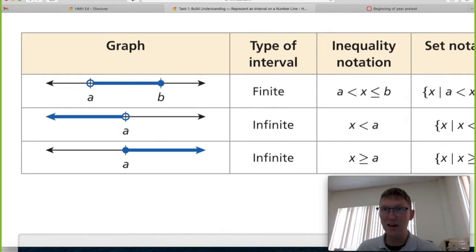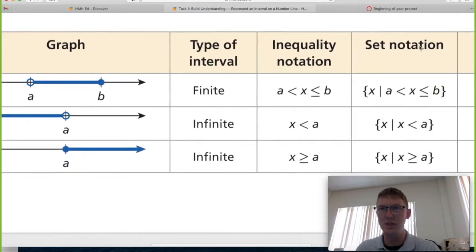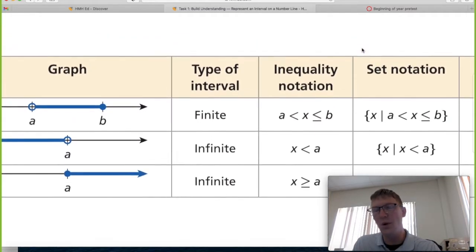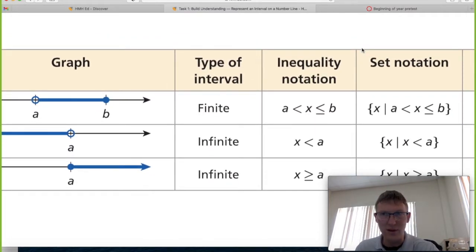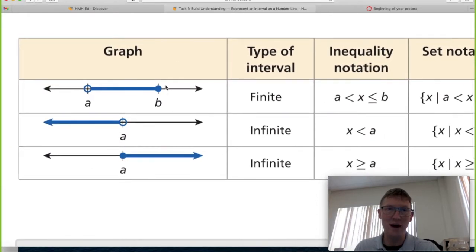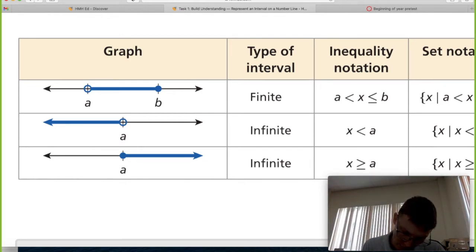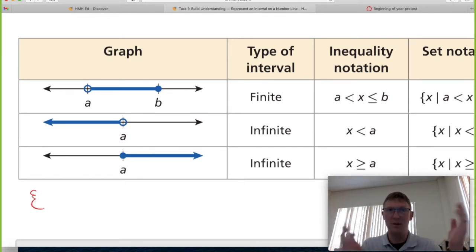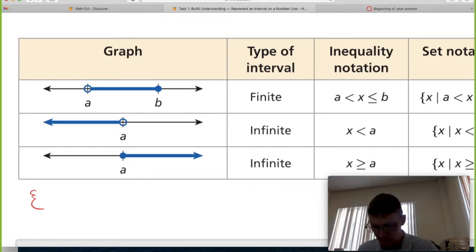So the second way of writing it, and this is the more formal way, is called set notation. We're not going to get into a lot of proofs in this class, but if and when you do get into proofs, you'll be using set notation a little bit more. So it's good to get used to it now. For this top interval, for set notation, we use our curly brackets to indicate that this is a set. That's what the curly brackets mean.